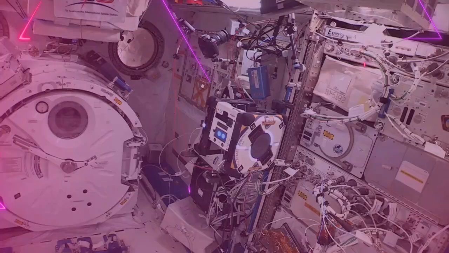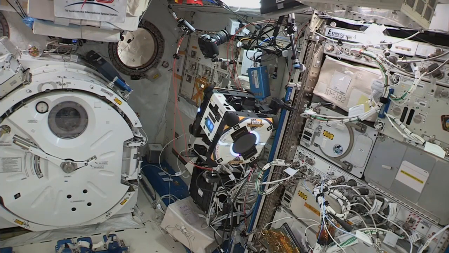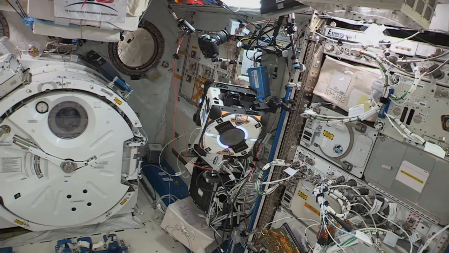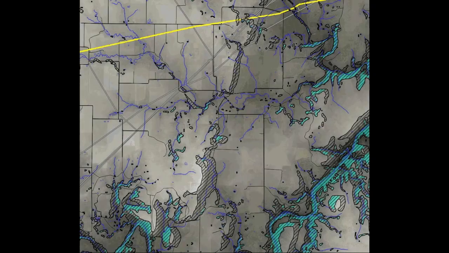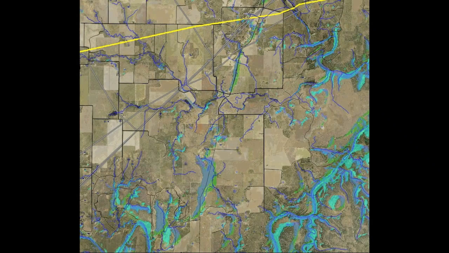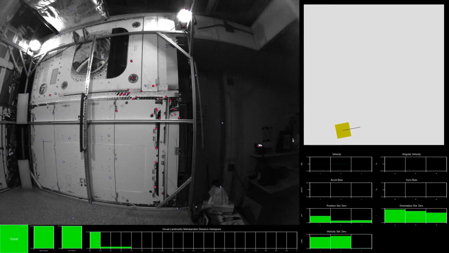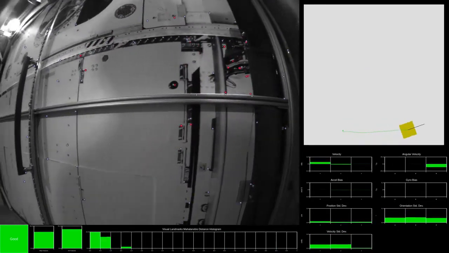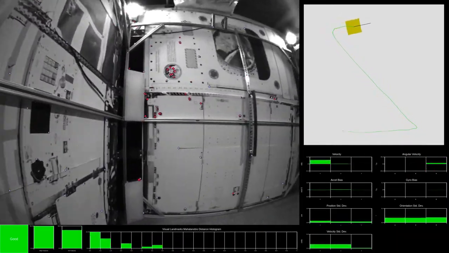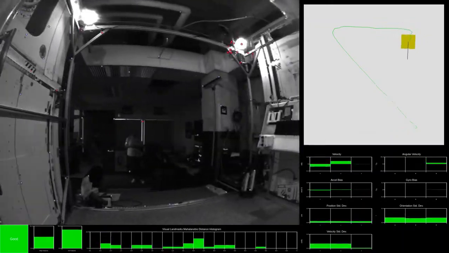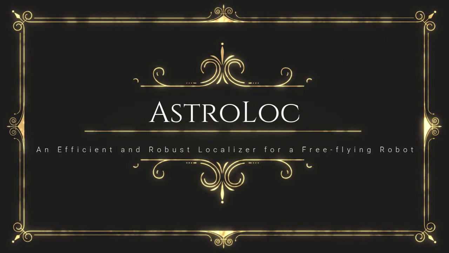Of course, before an Astrobee can go somewhere, it needs to know where it is, which can be difficult because not only is space a particularly disorienting place, but ground-based methods like GPS are completely useless on board the International Space Station. A significant improvement to the ability of Astrobee to assess its location and orientation was accomplished by developing a visual-inertial graph-based localization system named Astroloc.